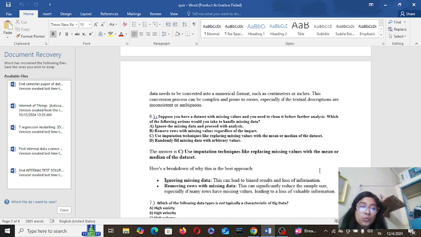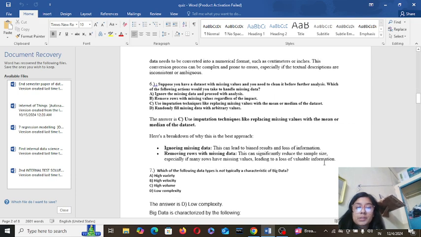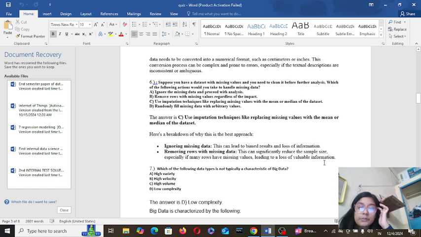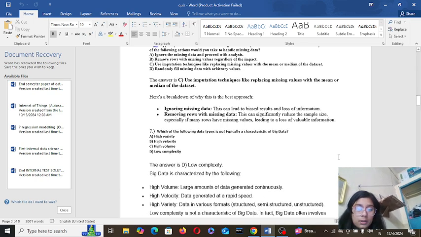Because ignoring missing data can lead to biased results and loss of information. Like removing rows with missing data can significantly reduce the sample size. That's why we choose option C.